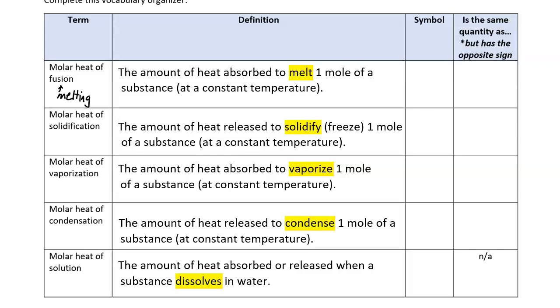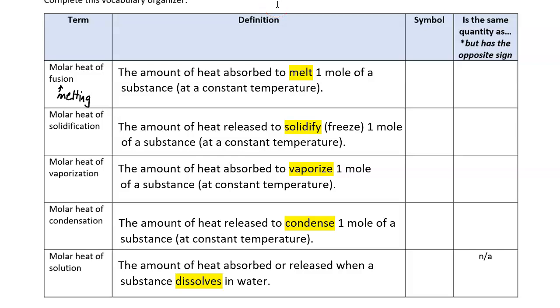The last one does not refer to a phase change between solid, liquid, or gas. It refers to the process of dissolving. The word is molar heat of solution. This is the amount of heat absorbed or released when a substance dissolves in water. So this one could be heat absorbed or heat released. It depends on what the solute is. And therefore, the delta H values for heat of solution could be positive numbers in the case of absorbing heat, or could be negative values in the case of releasing heat.